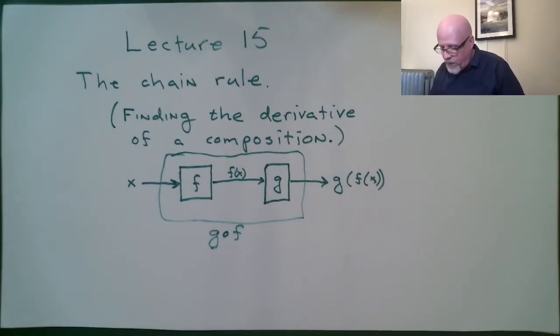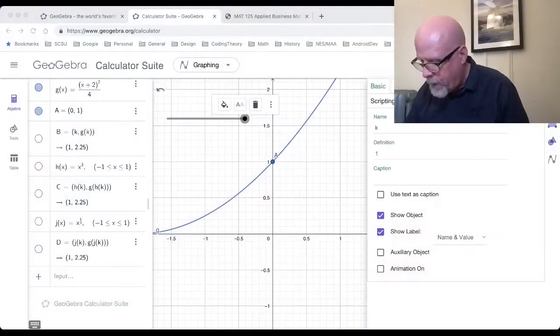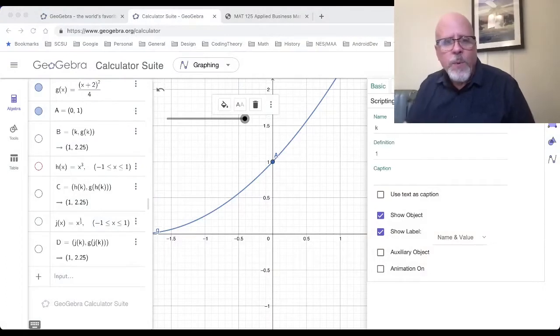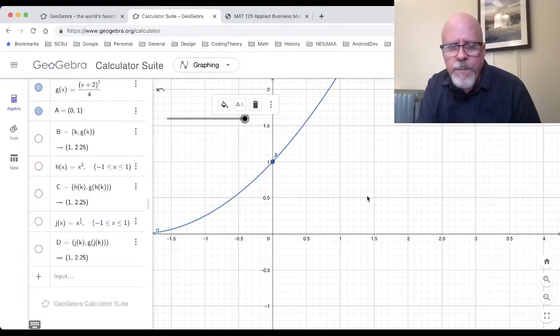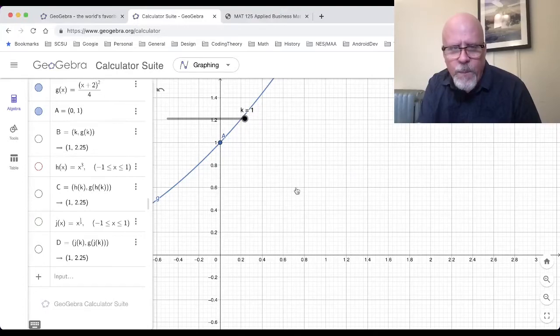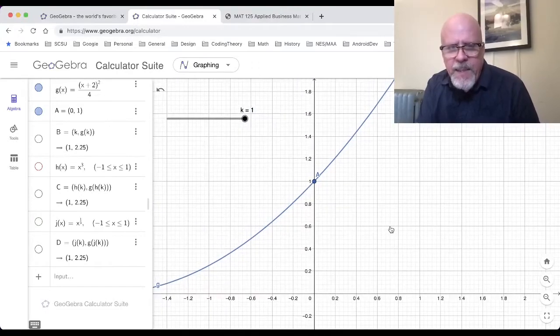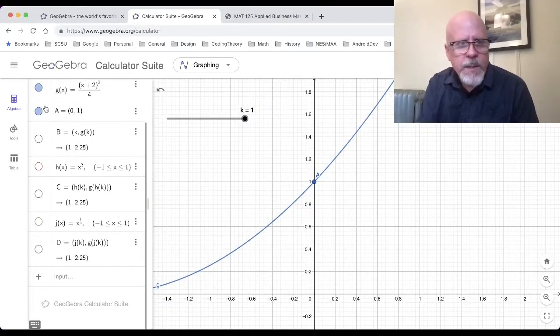All right, so I want to try to illustrate for you with a GeoGebra window why this thing works the way it does. So here's the GeoGebra window. I've started it out with a blue graph in there. The function is G of X equals (X plus 2) squared over 4, more or less random, okay?